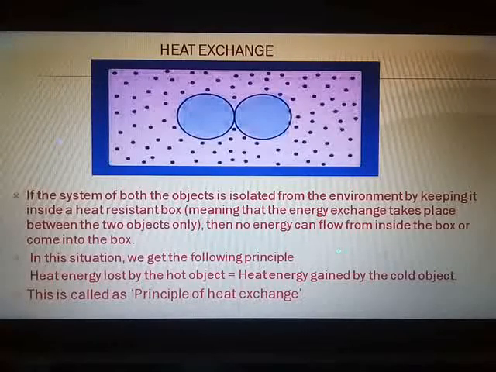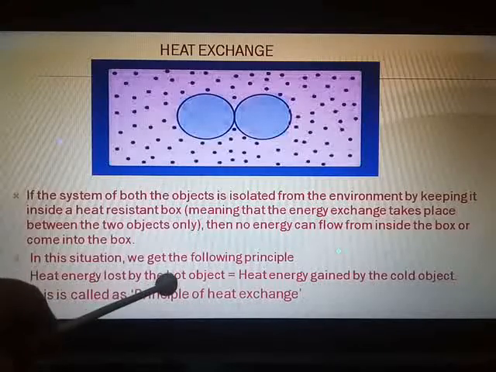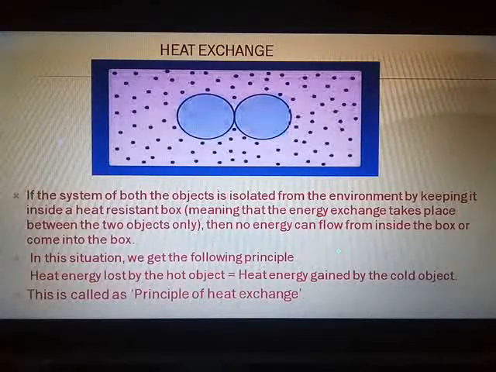What do we mean here? Both objects are isolated from the environment. They are in a heat resistant box where no exchange of heat is taking place between the inside of the box and the outside environment. No heat is entering from the environment into the box, neither is heat coming out from the box into the environment. So there is only heat exchange between both objects. And what principle is derived here? Whatever energy is lost by the hot object, that much heat energy is gained by the cold object, and this is called the principle of heat exchange.